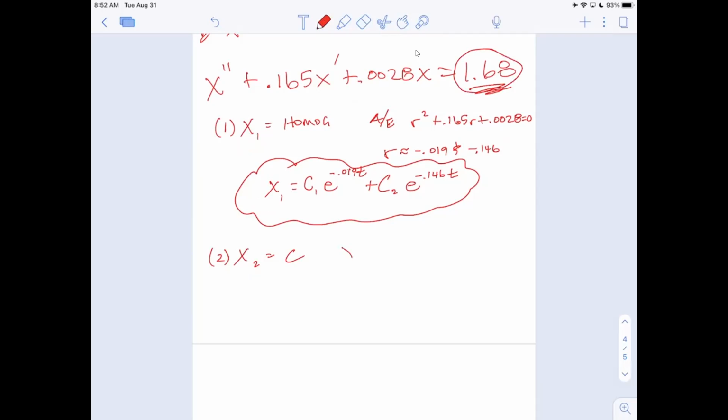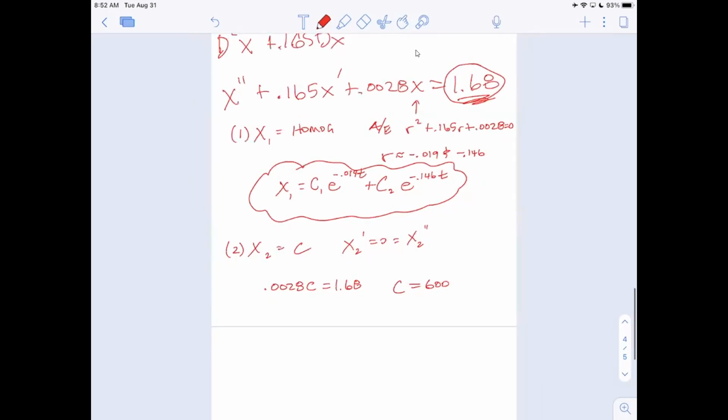So then again, I plug it back in and I say, okay, well, I got to plug in its derivative, which is nothing, and so is its second derivative, so that's nice. So then I'm basically just plugging in c right there, and so that results in 0.0028 times c being equal to 1.68. 1.68 divided by 0.0028 turns out to be, not surprisingly, 600. So now my x general equation is both of those added together.